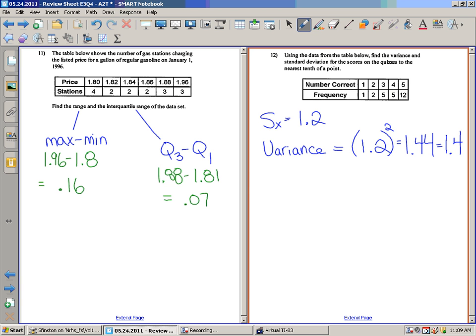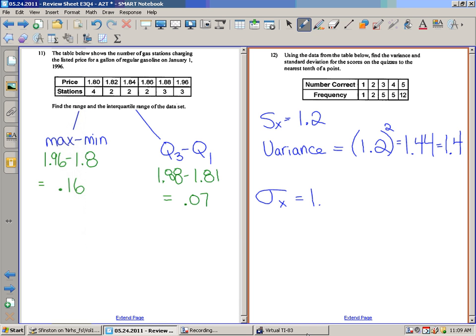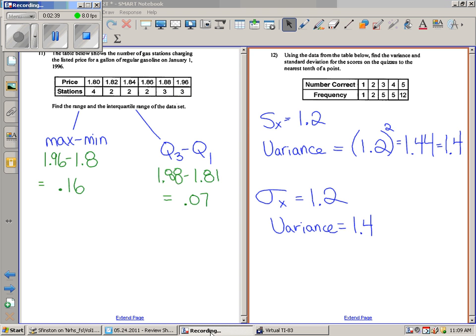1.4. Now let's see if it would have made a difference if we did it for the population. The population standard deviation, what does that get rounded to? 1.2. So what I'm saying to you is it didn't matter either way. The population got rounded to 1.2, so the variance also for the population is going to be what? Yeah, 1.4. That's it. That's all you got to do.